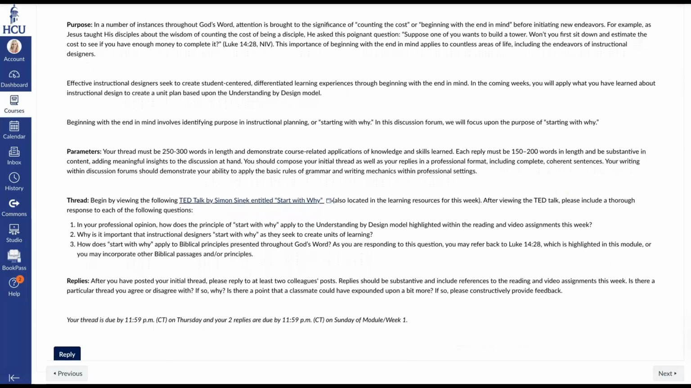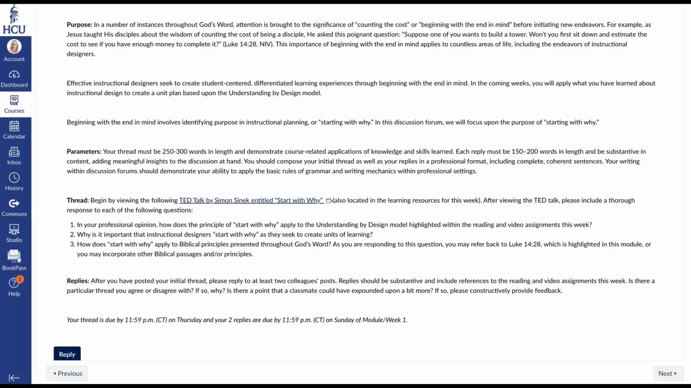In quite a number of instances throughout God's Word, attention is brought to the significance of counting the cost or beginning with the end in mind before initiating new endeavors. For example, as Jesus taught his disciples about the wisdom of counting the cost of being a disciple, he asked this important question: suppose one of you wants to build a tower, won't you first sit down and estimate the cost to see if you have enough money to complete it?